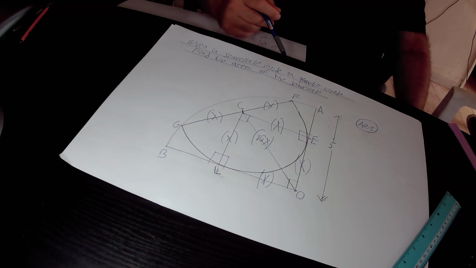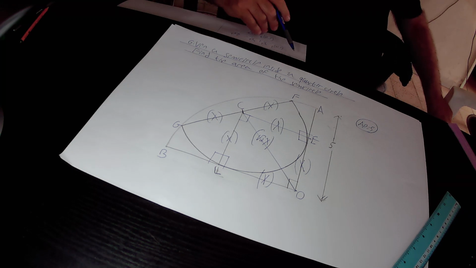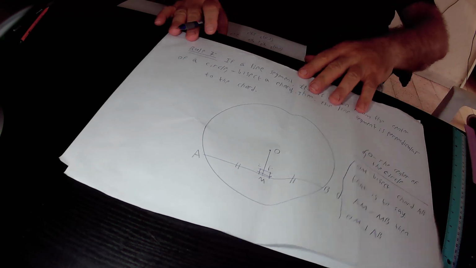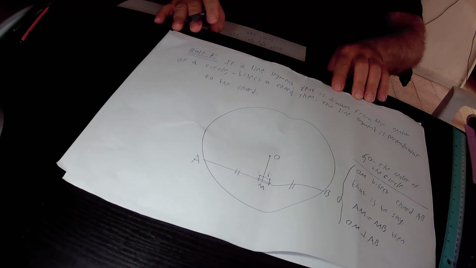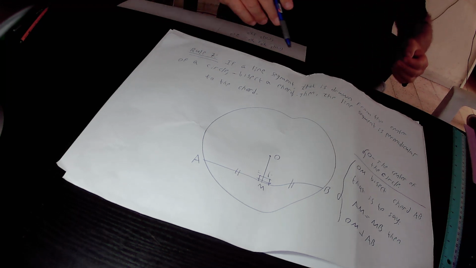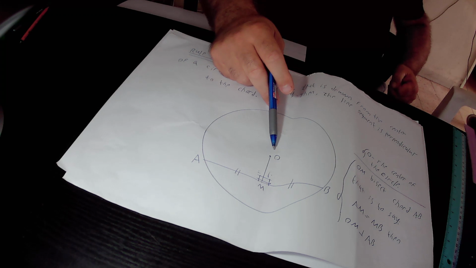And whenever we have a line segment that is drawn from the center of a circle and it bisects a chord, we can implement rule 7. So I'll repeat quickly rule 7. According to rule 7, if a line segment that is drawn from the center of the circle bisects the chord, then the line segment is perpendicular to that chord. So in the drawing we have a circle. This is point O, the center of the circle.